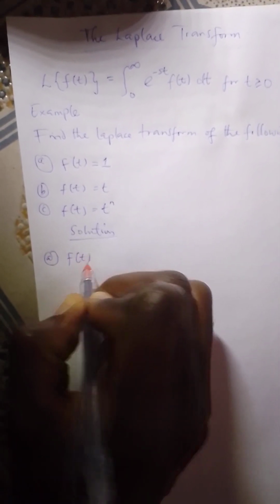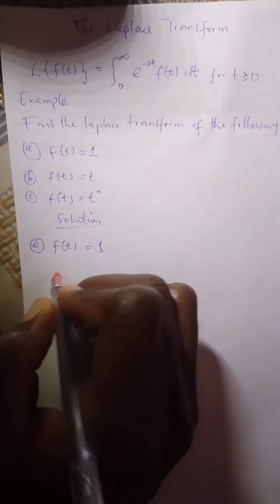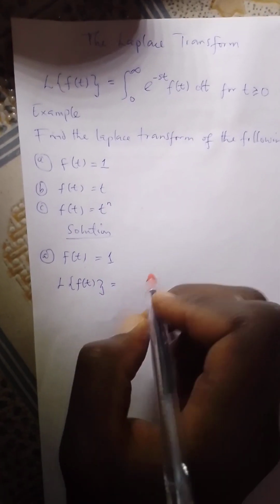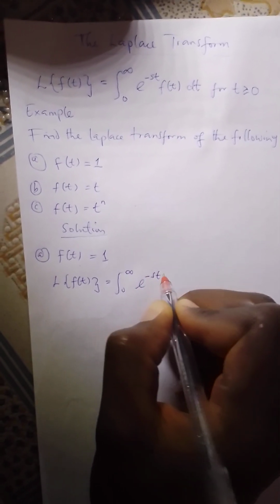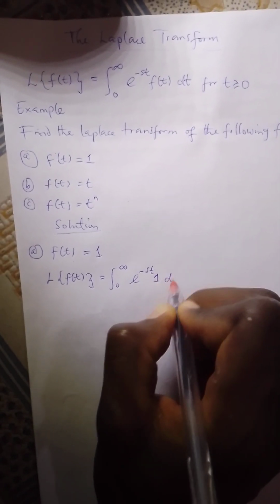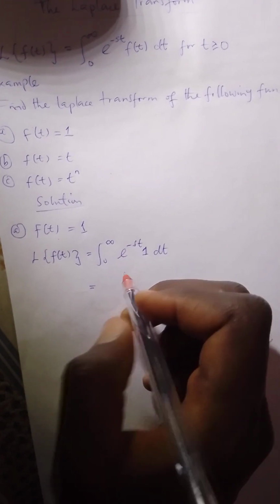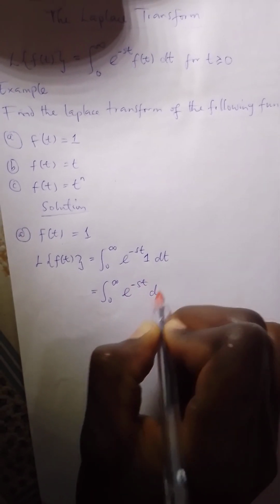Here the function of t given is just 1. So we're going to substitute this inside this formula and see how it's going to look. So the Laplace of f of t is equal to the integral from 0 to infinity of exponential minus st times 1 dt, and anything multiplied by 1 is still the same thing. So our integral of exponential minus st dt.